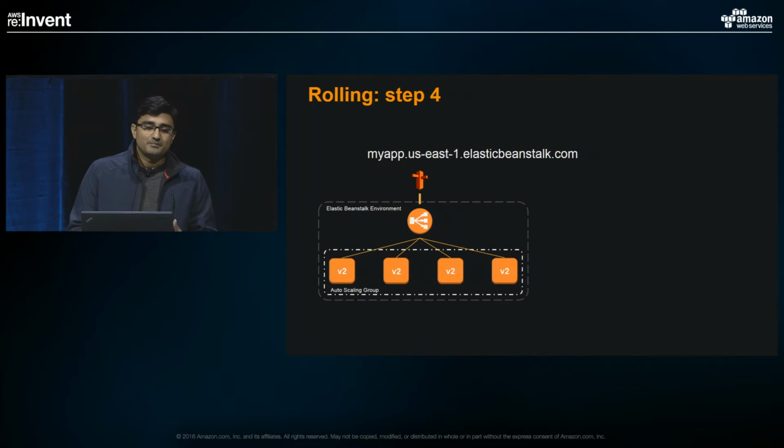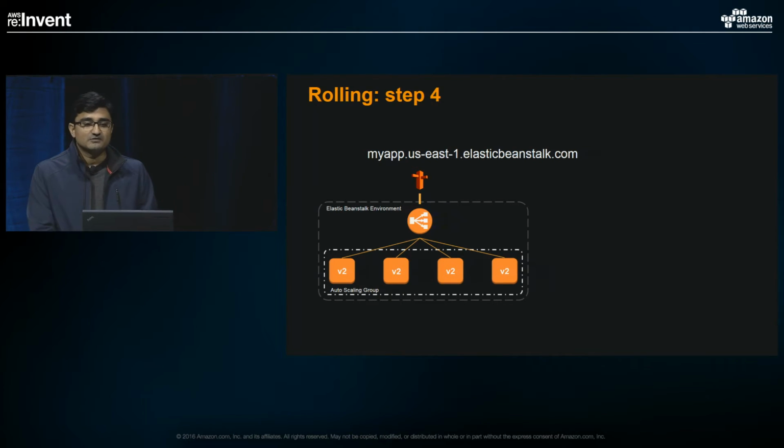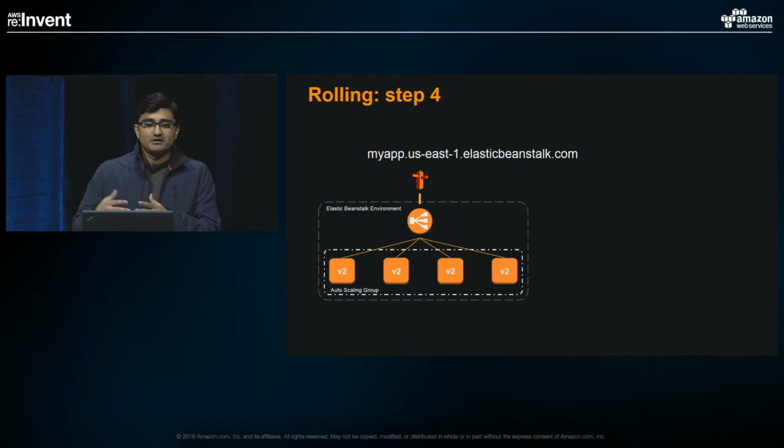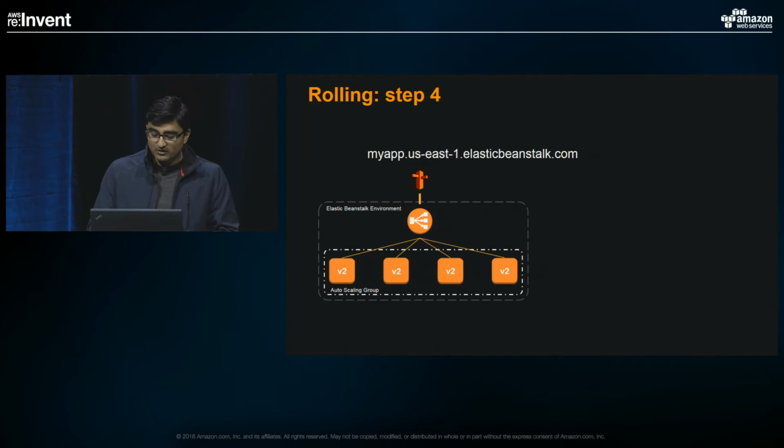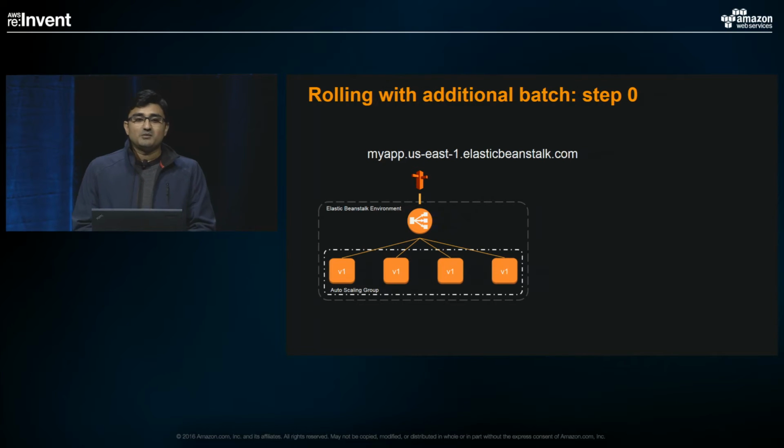One of the biggest downsides of using rolling is that if you are running traffic on this application, your capacity would be reduced because you're taking some of the instances down within the environment. Now let's talk about rolling with additional batches, which solves some of these problems.